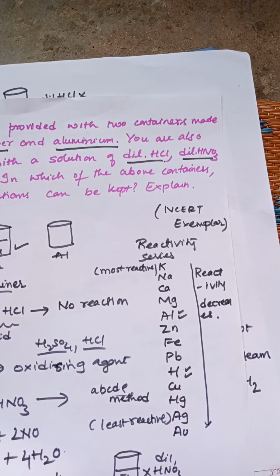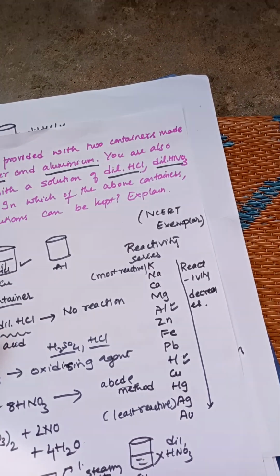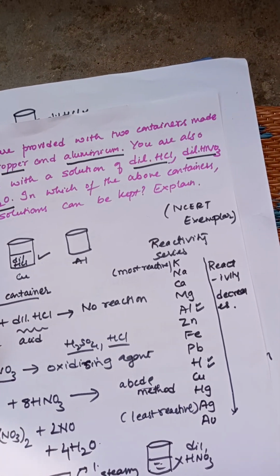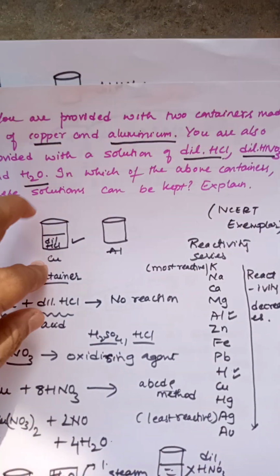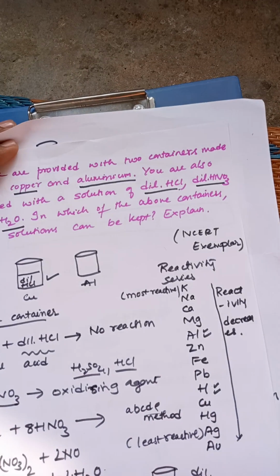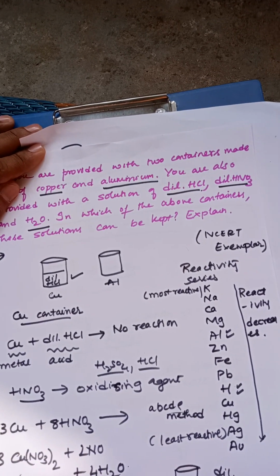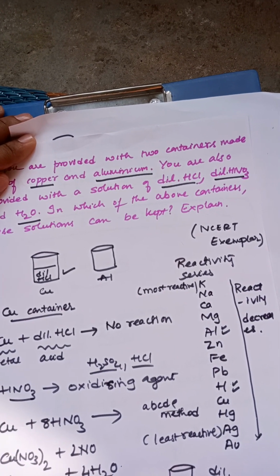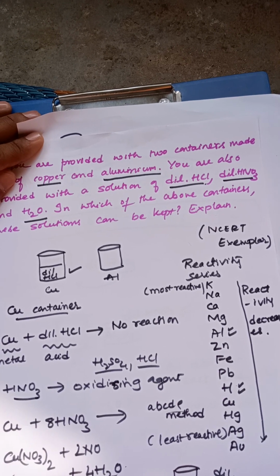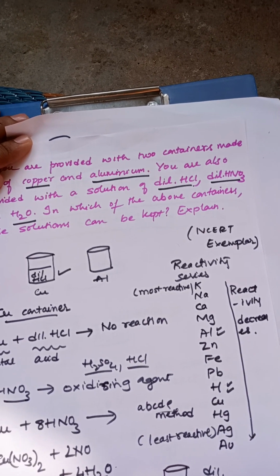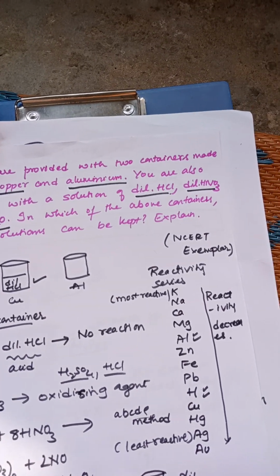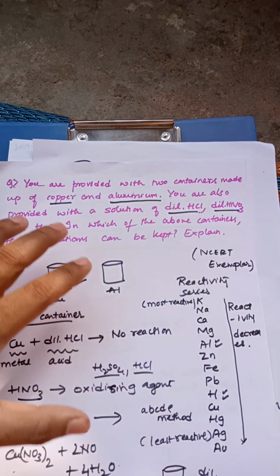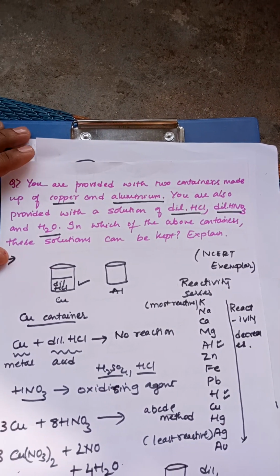Now we'll summarize this. Dilute HCl and water can be safely stored in copper container, whereas dilute HCl and water are not to be stored in aluminum. They cannot be kept in aluminum container, whereas dilute HNO3 can be kept in aluminum container. So the explanation we have already provided here. So we have answered this question completely.